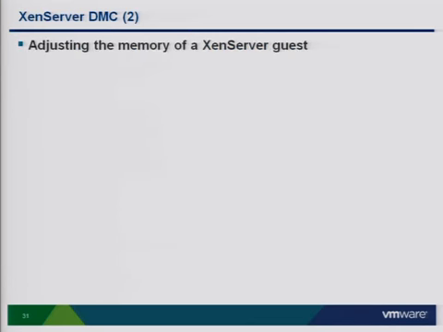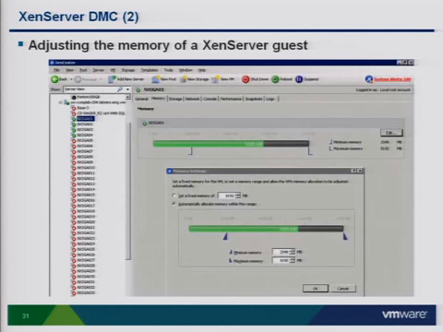With memory overcommitment, it's real easy to adjust in XenServer. You click on your guest, go into memory, and here's the little dialog. And actually, these sliders are kind of cool. You can either use the sliders to adjust how much memory you want, or you can key in the amount.